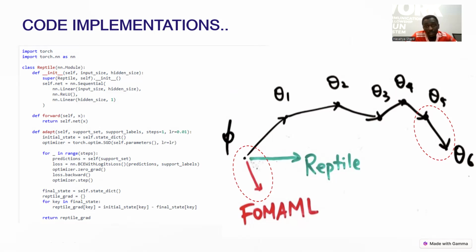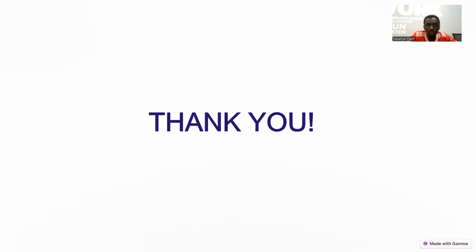the difference between the initial and the adapted parameters. So the workflow is that we store initial parameters, then we perform SGD steps on the task, and then from here compute our parameter difference, as you can see, which is the initial state key minus the final state key. Then after that, we use the difference as the meta gradient. So I think that's all.